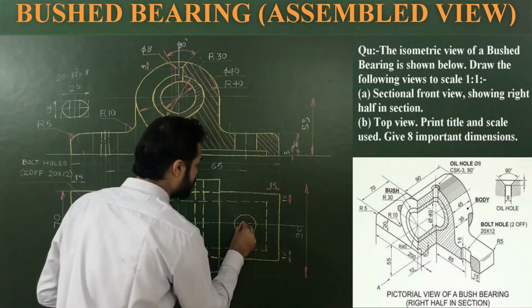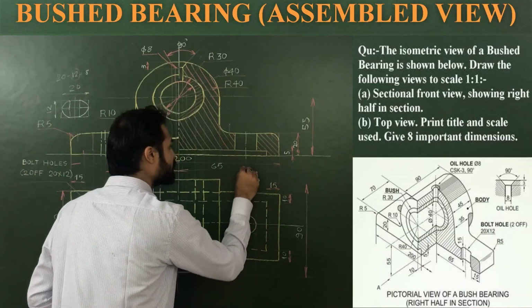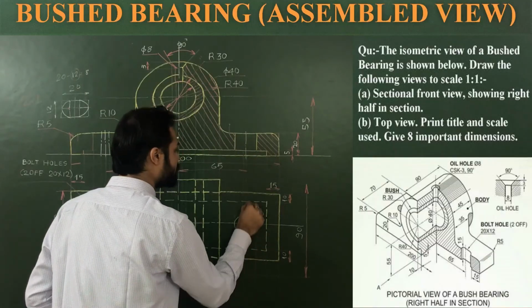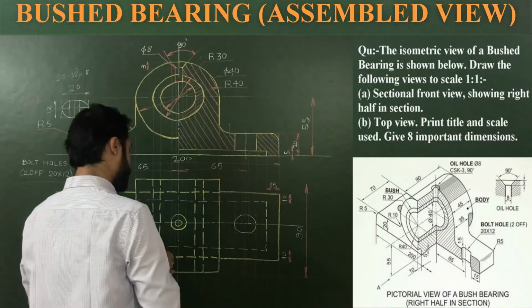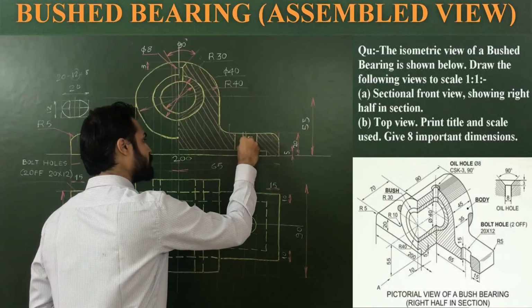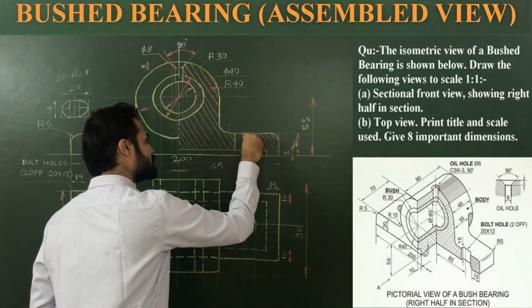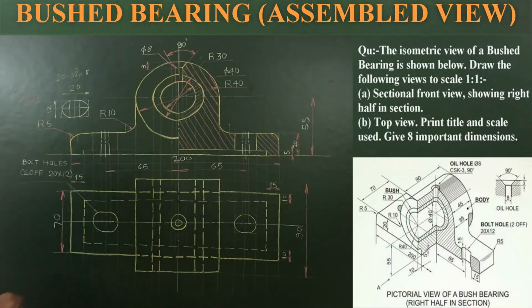Draw lines parallel to the vertical axis, or perpendicular to xy, and show them, because these are centers of rotation. Similarly on the right side, extend them up to the front view and show them. These are the centers of rotation for the bolt hole.